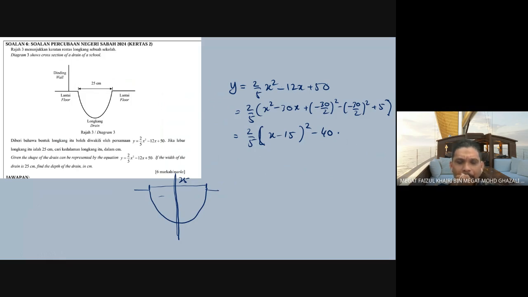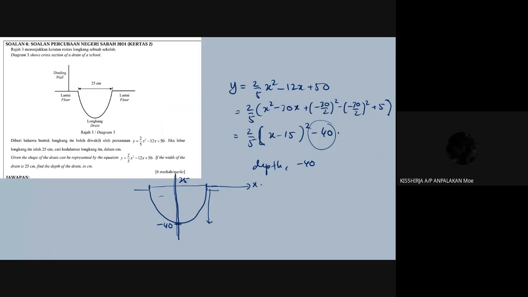Kedalaman dia apa? The depth, of course, we refer to this minimum value, right? Yes. Depth, which is negative 40. Negative 40 means that it's 40 feet downwards. Okay, so from here, let's say this is a drain, we call the length or x-axis. So this is negative 40, right? Okay, teacher.